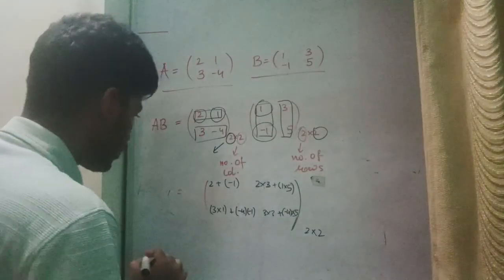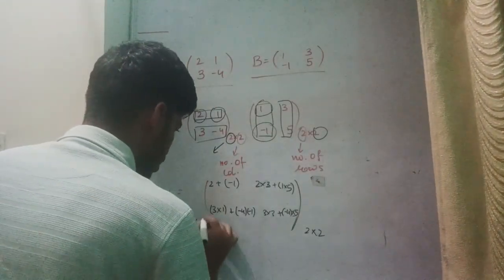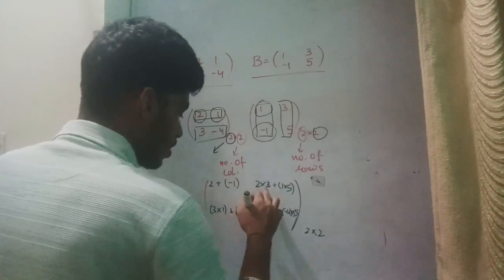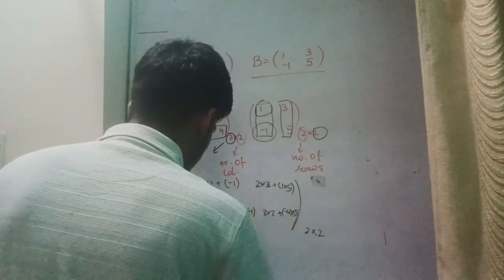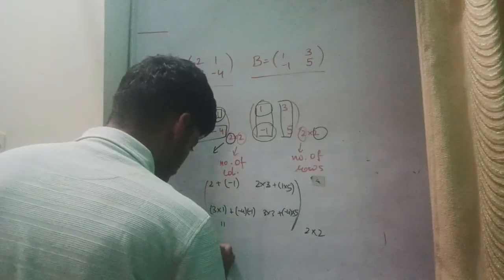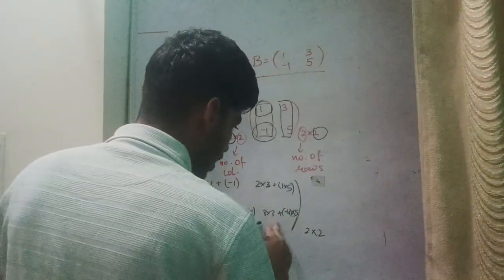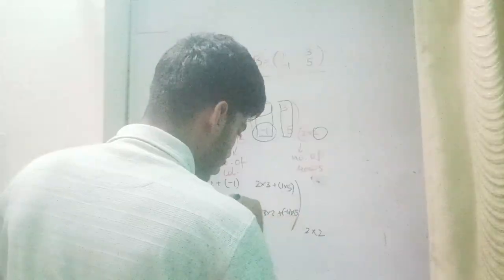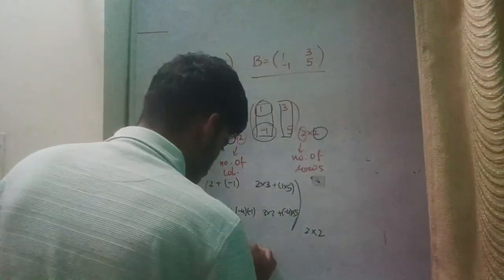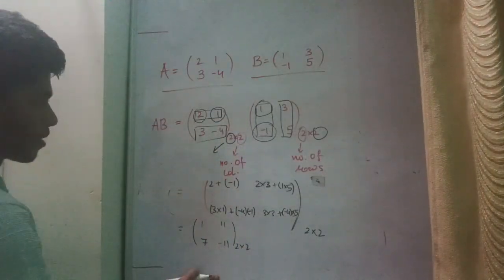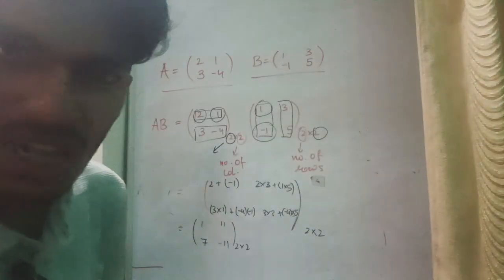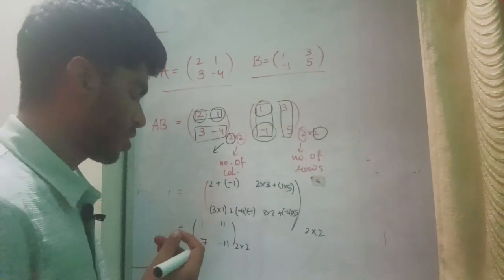Right. So this will give me 2 plus minus 1, which is 2 minus 1, which is 1. This is 6 plus 5, which is 11. This is 3 plus 4, which is 7. And this is 9 plus minus 20, which gives me minus 7. Right. So this is my resultant matrix after multiplication. So this is how we do matrix multiplication.